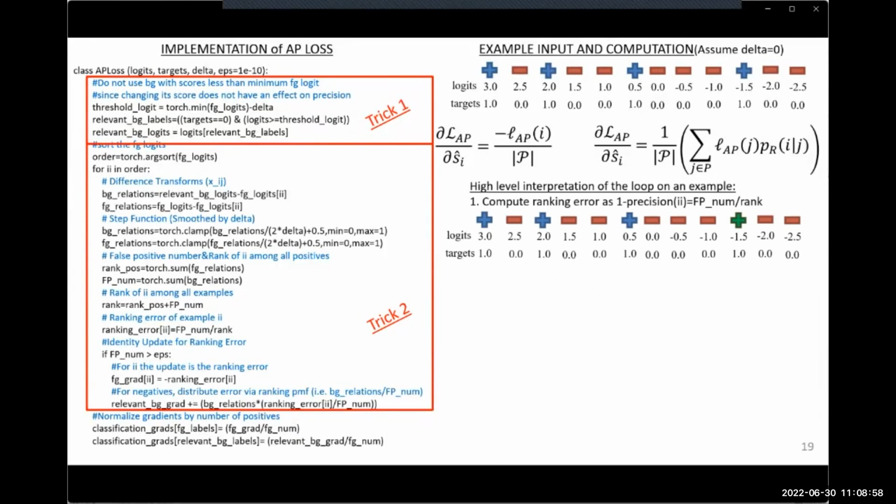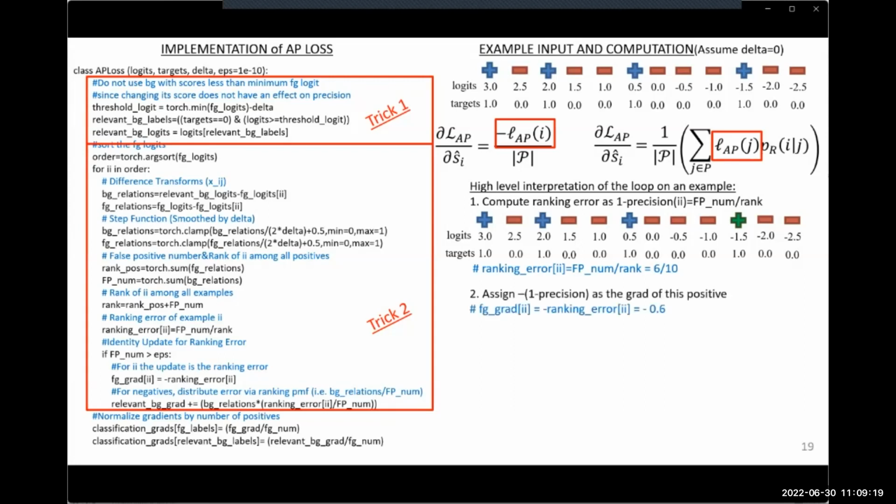green positive example. In the loop, first the precision error LAP is computed, which is 0.6 on the green example, since there are 6 negatives and 10 total examples with larger scores than this example. Note that this error directly corresponds to the normalized update for the positive example.